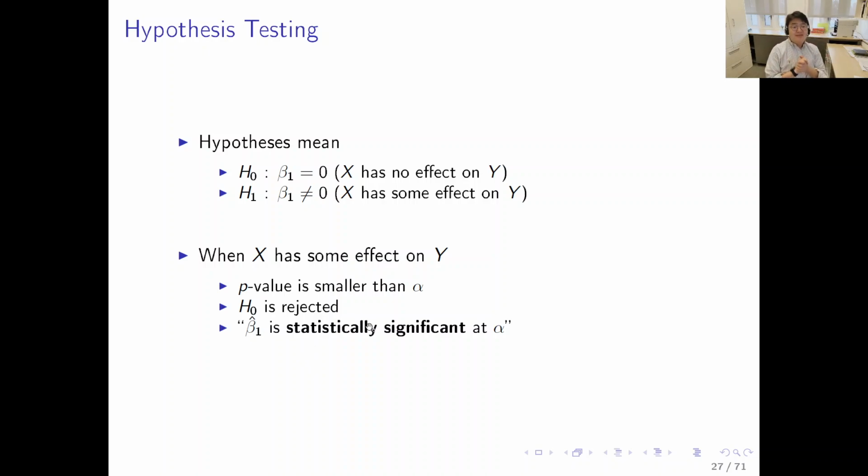Actually, now we learn hypothesis testing first, and then we learn regression later. But in the history of statistics, the regression model was developed earlier, and statistical significance was used for regression coefficients first, before the hypothesis testing framework was developed.